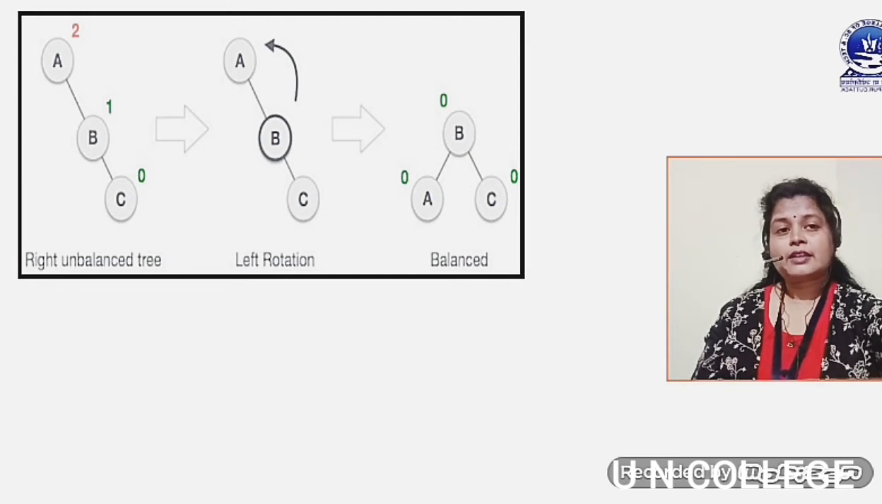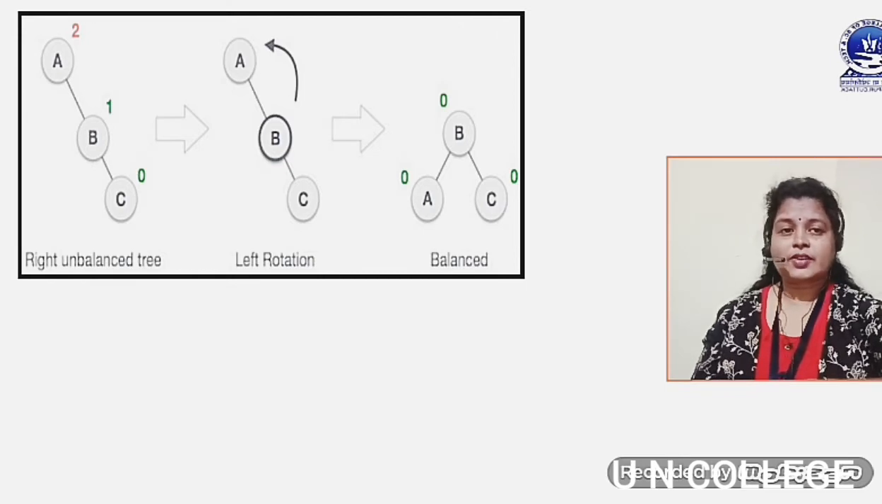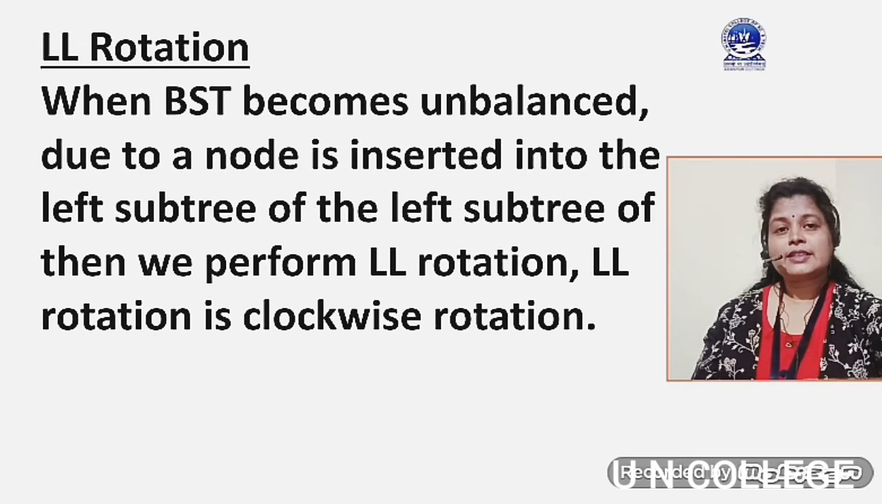And here we are going to perform RR rotation. In case of RR rotation, it is very simple. We are just converting B as the root node, and we are placing A as the left child and C as the right child of B, and in this way now we have converted the unbalanced tree to the balanced tree.